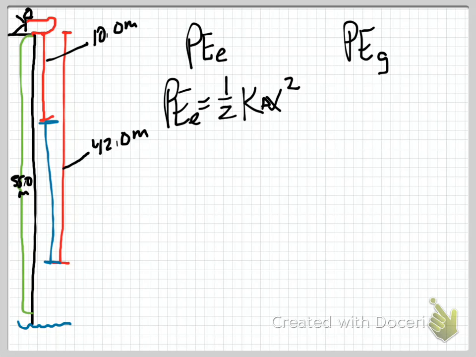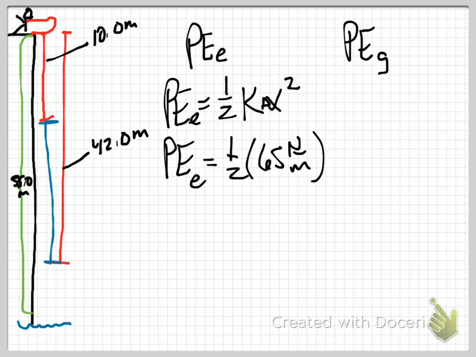You did a good job with that. Actually, that was one of the issues. Some people forgot and used that 42, which is the stretched length, and it would have been perfect, except for that. So remember, it has to be the difference between stretched and unstretched. So it was 32 meters. And k, the spring constant of the bungee, was given as 65 newtons per meter, and then the delta x was 32 meters, squared.